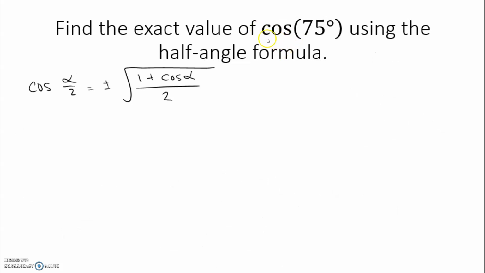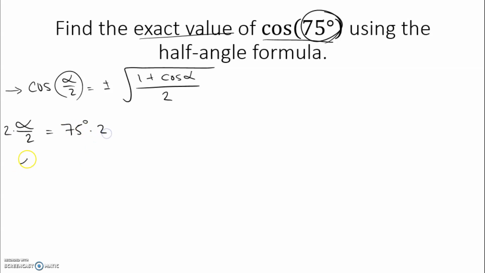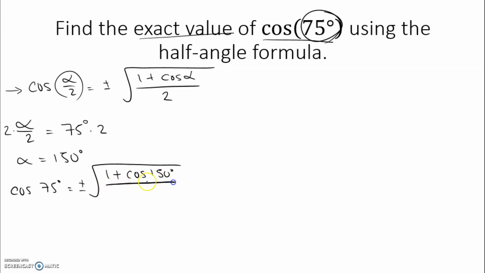Okay, if we look at cosine of 75, we're going to find the exact value and use the half angle formula, which here's our formula right here. We're going to take the alpha over 2 and set it equal to 75 to figure out what alpha should be, because I have an alpha right here. So alpha over 2 is equal to 75. Multiply both sides by 2, so alpha is 150. So cosine of 75 is equal to plus or minus the square root of 1 plus cosine of 150 divided by 2.